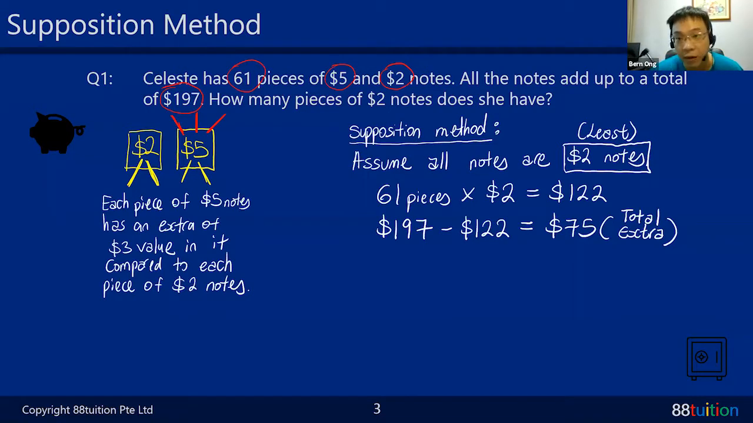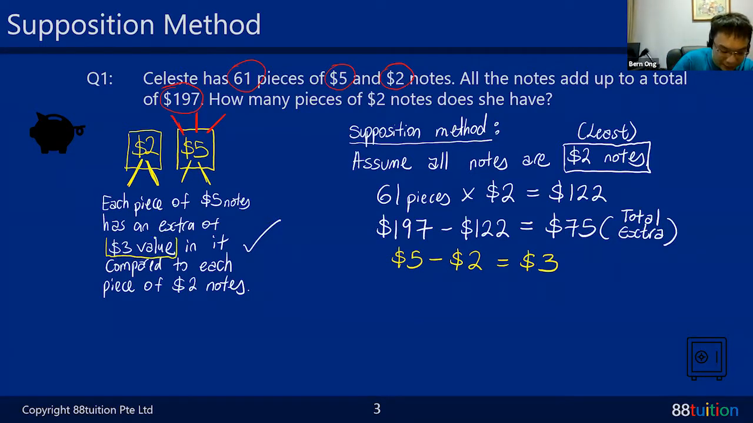One piece of $5 note has 3 extra dollars. Remember? One piece of $5 note has 3 extra dollars. Can you see or not? According to this statement down here. So the next step is to take one piece of $5 note minus the value of one piece of $2 note to give you $3. And what is this $3? This $3 is actually down here.